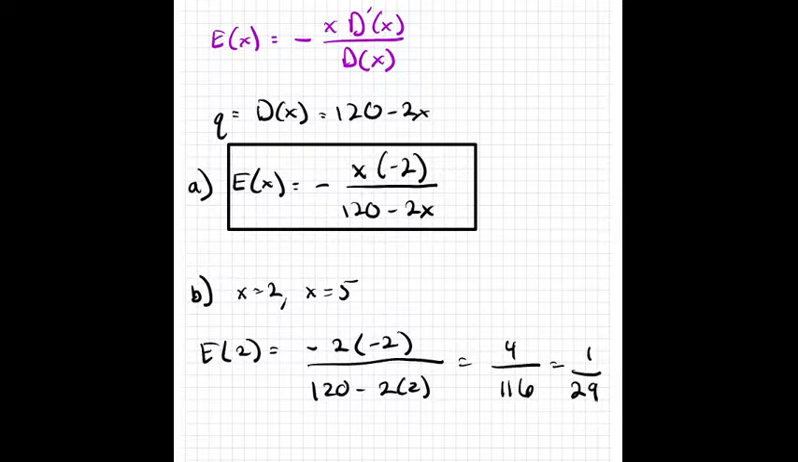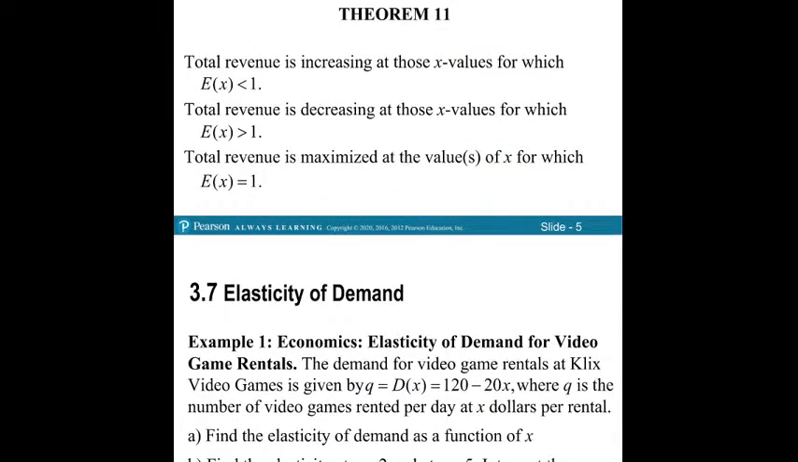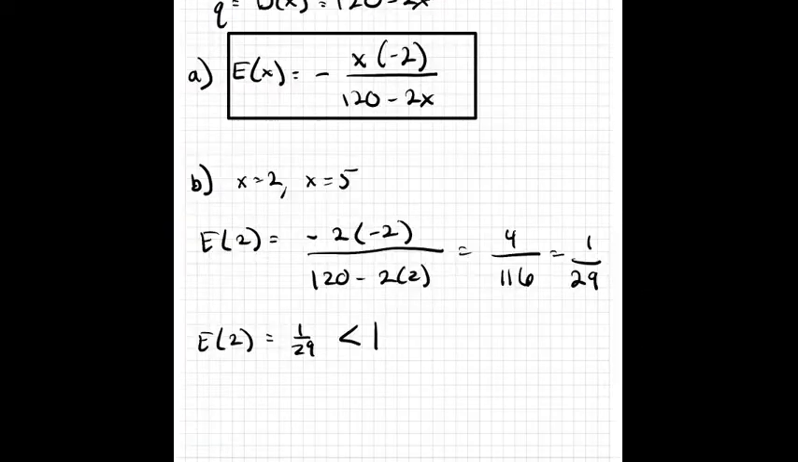So notice that the elasticity of demand when x is 2, we got 1 over 29, which is less than 1, right? So if we look at theorem 11, it says that the revenue should be increasing. So this implies that the total revenue is increasing. Okay.